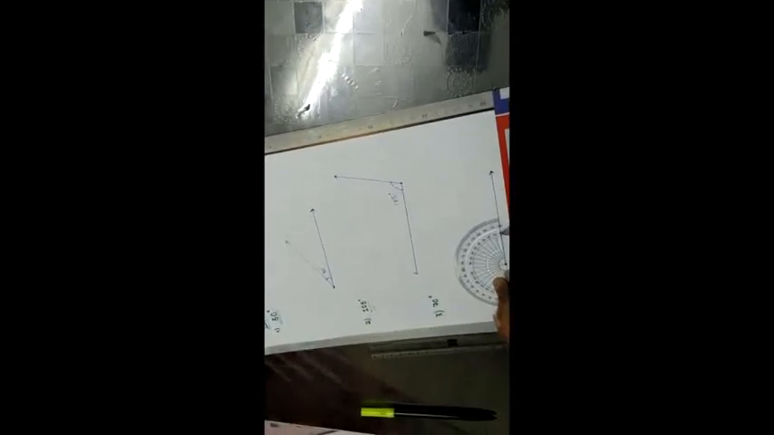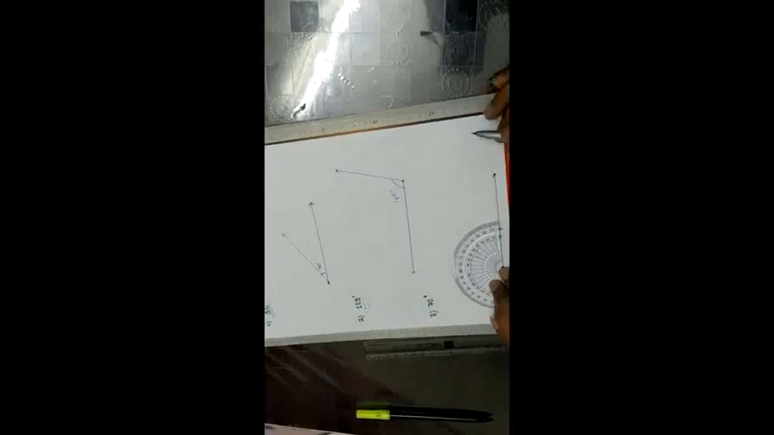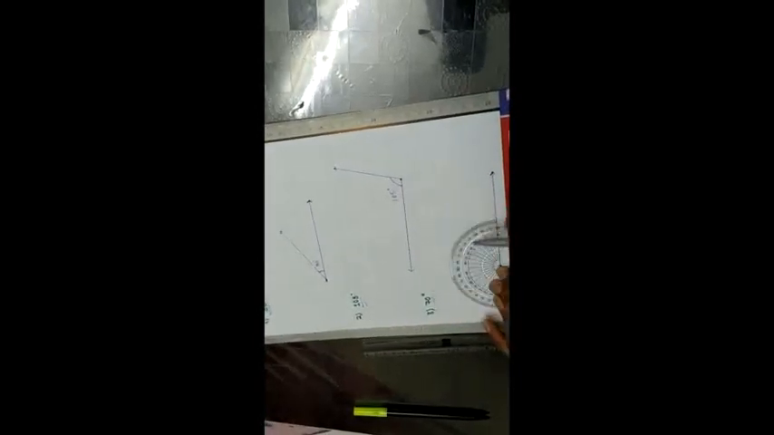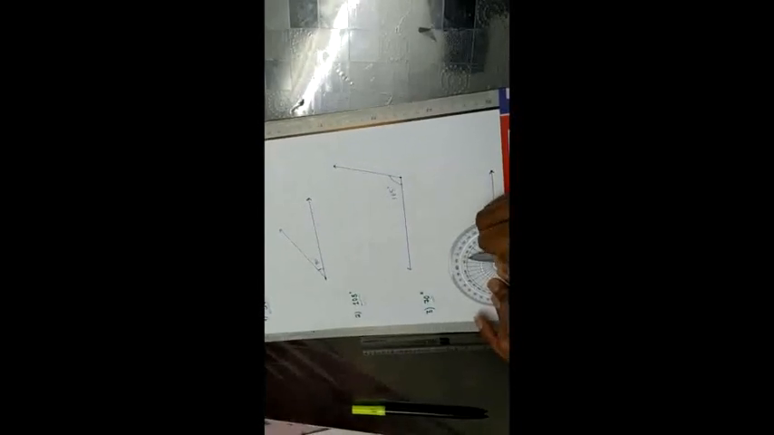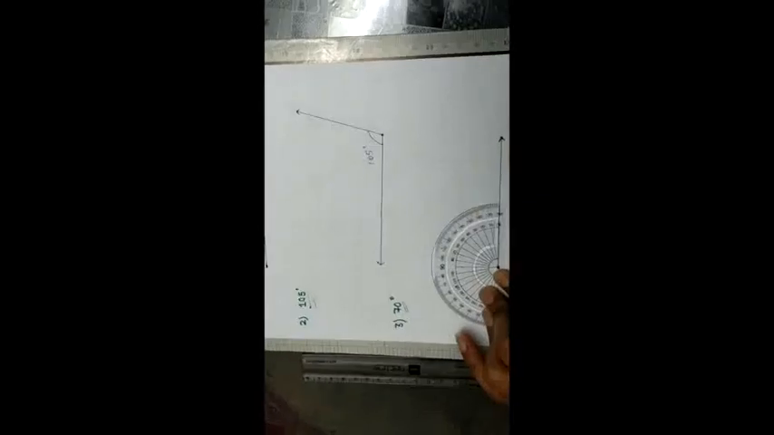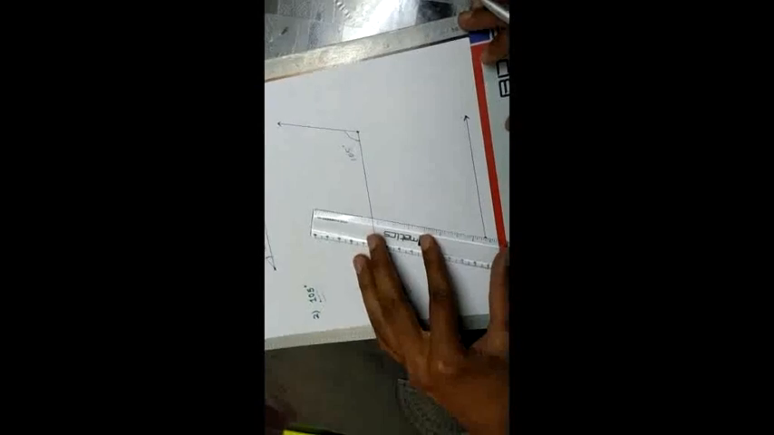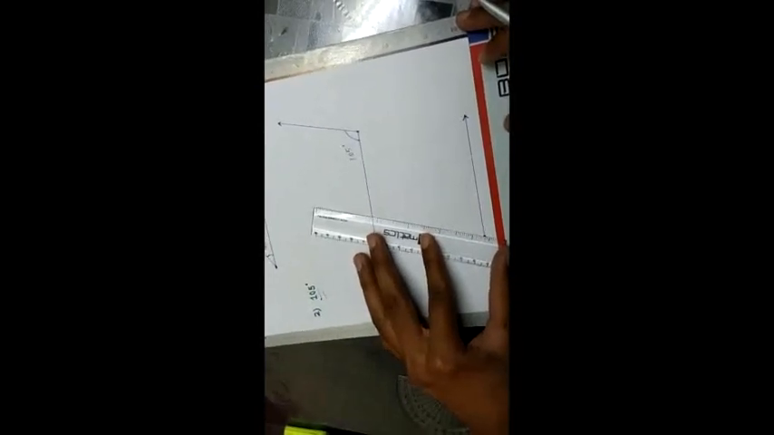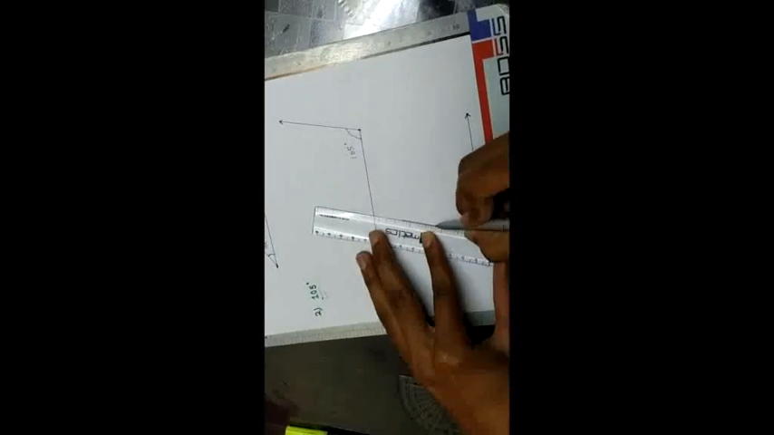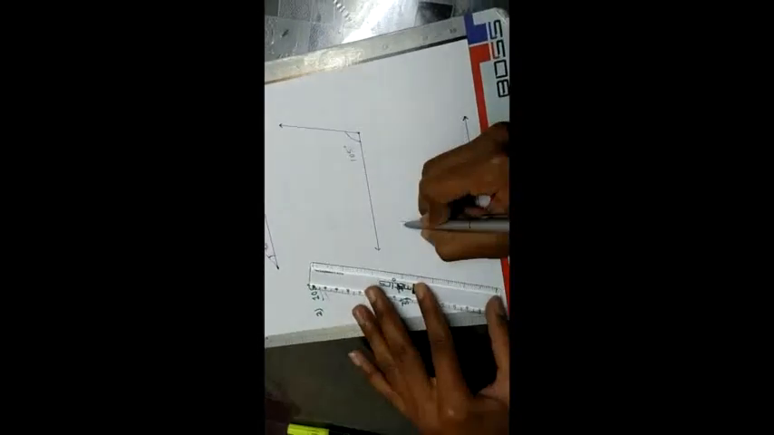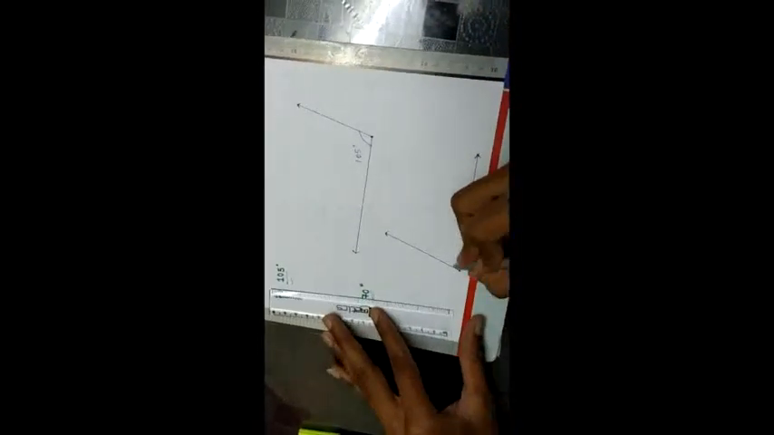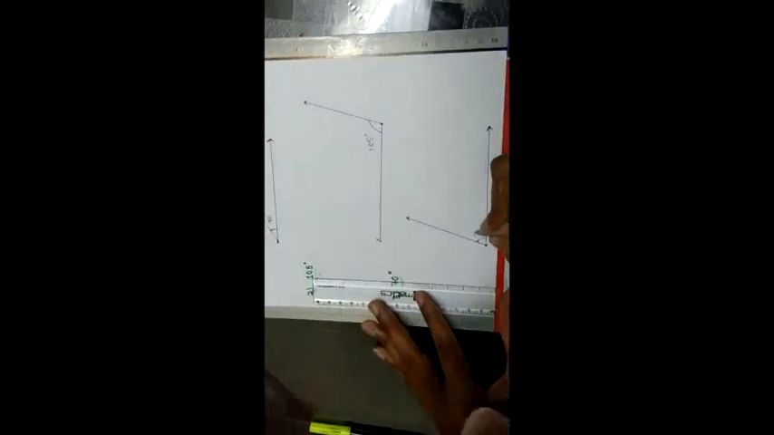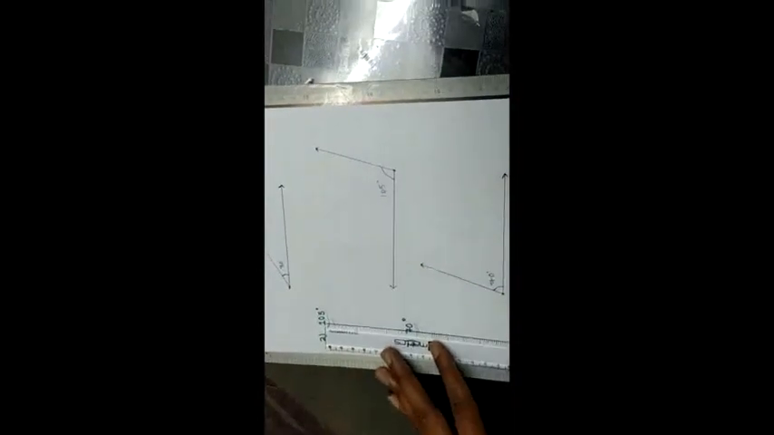If the ray is going to right side, we will start from this 0 and we have to draw a 70 degree angle. We will take the inner part. This is the 70. So now match both the dots. This is the angle of 70 degree.